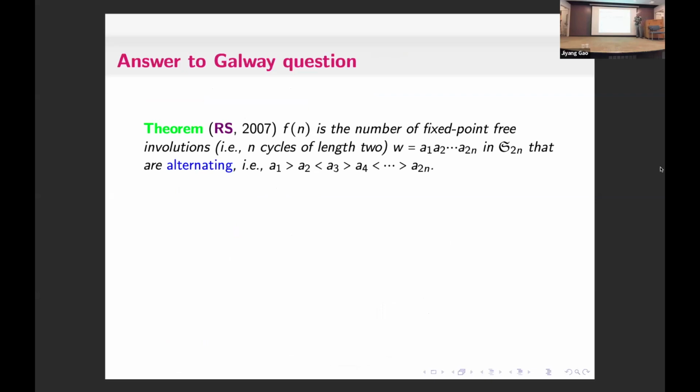It showed that f of n is simply the number of fixed point free alternating involutions in the symmetric group S_2n. So fixed point free involution, all the cycles have length 2. You know what an alternating permutation is? a1 greater than a2 less than a3.